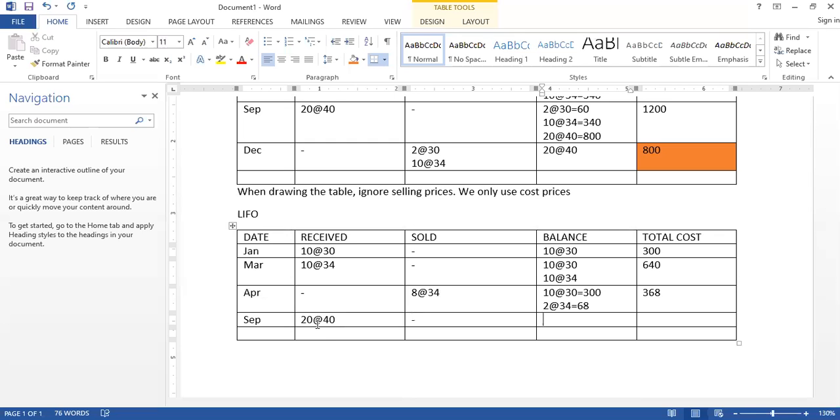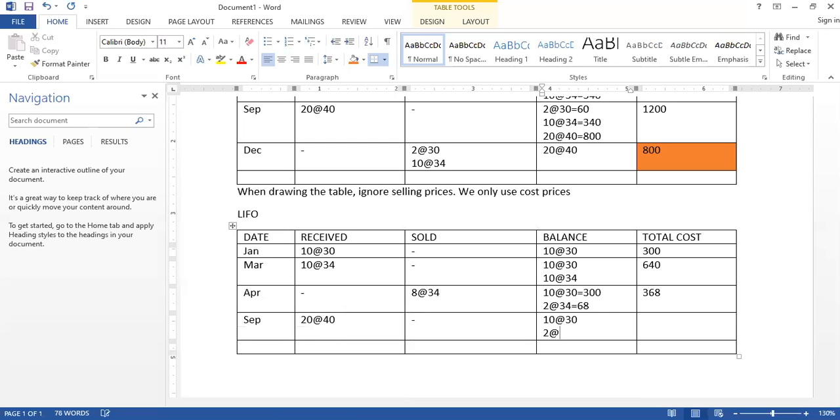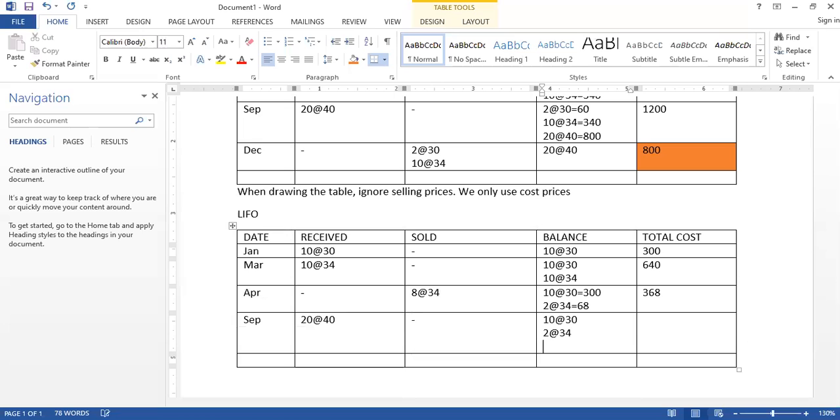The rule says bring down the balances from the previous month first. So we are bringing down our balance. We have 10 at the price of 30, and then 2 at the price of 34. And that's when we can record our new inventory that just came in, which is 20 at the price of 40. Do you understand?